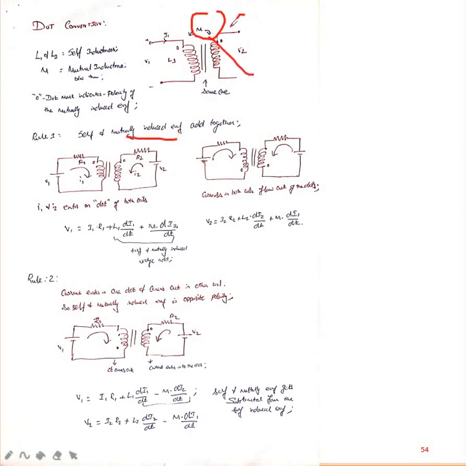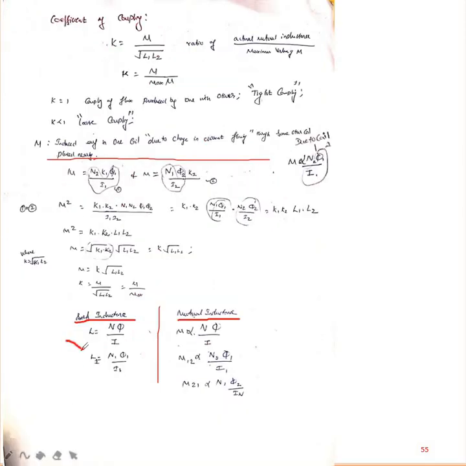What is self inductance? When you give the power supply to one coil, flux is induced in that same coil. That is called self inductance. The formula is L equal to N phi divided by I. What is the mutual inductance? M is directly proportional to N phi by I. This is about mutual inductance.